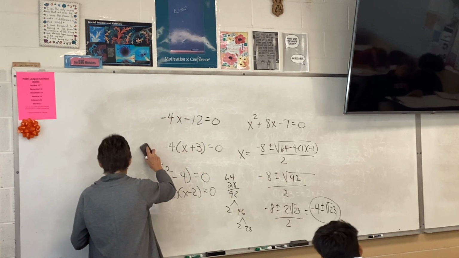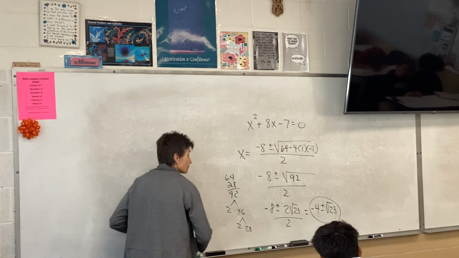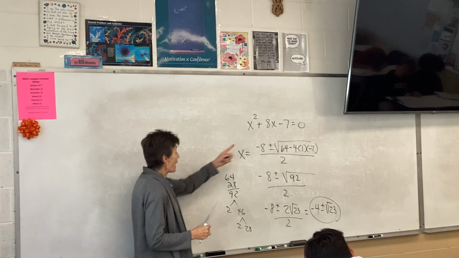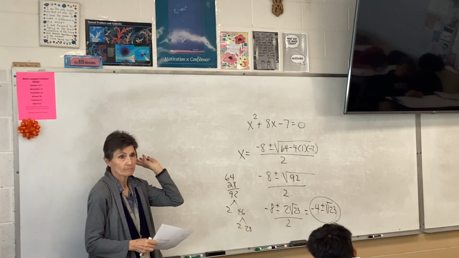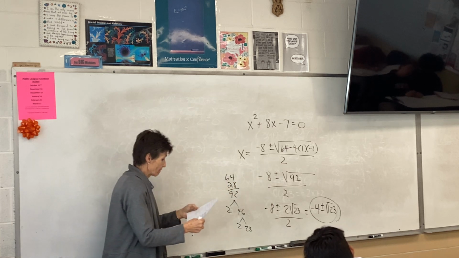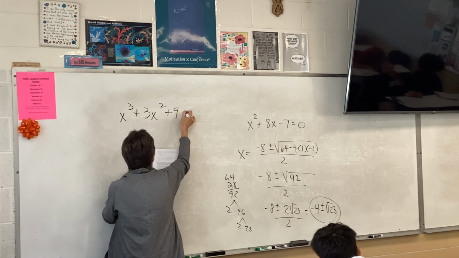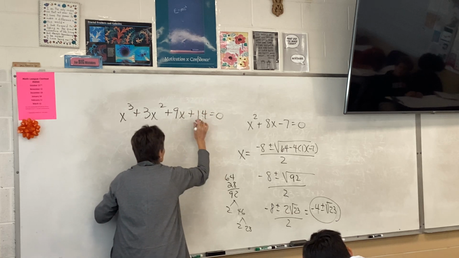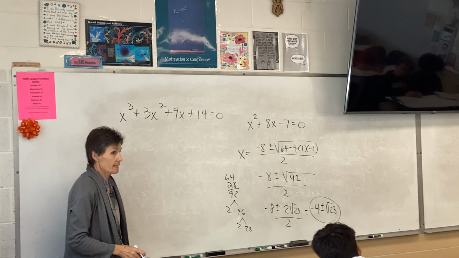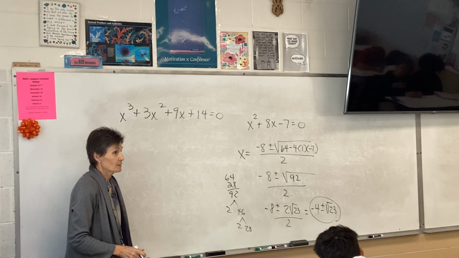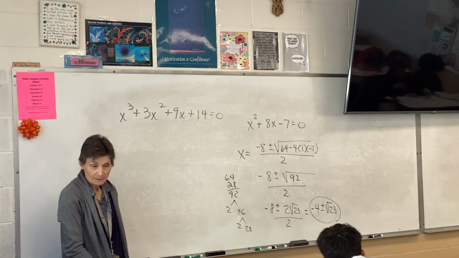So problem A, the one I'm erasing right now, we did by grouping. Problem B happened to be a quadratic, so we can always use the formula on a quadratic. And then problem C looks a lot like A, except you can't factor it, you can't group it. Goodbye. So what do we do? We pick a number and divide.